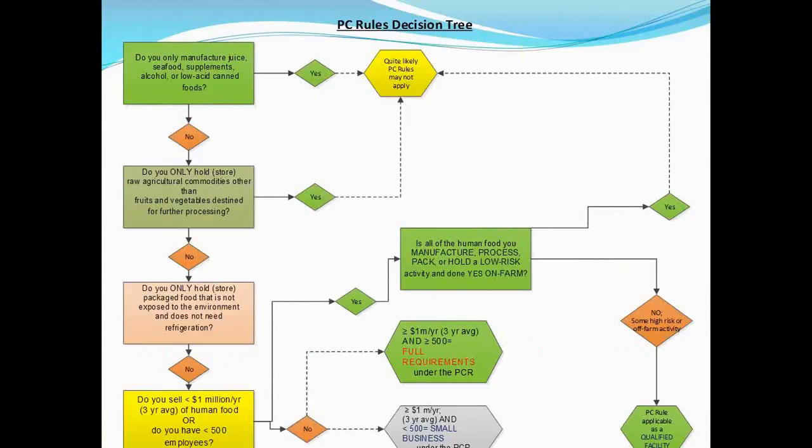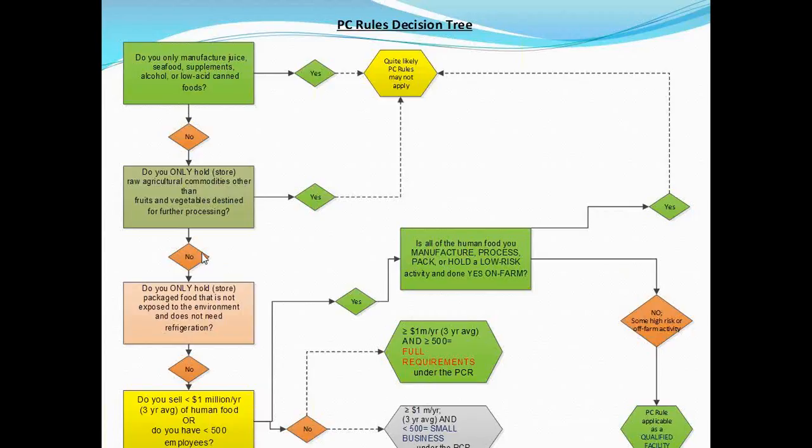The first question is, do you only manufacture juice, seafood, or dietary supplements, alcohol, or low-acid canned food? If your response is positive, then the PC rules for human food are not quite applied to you. On the other hand, if your response is no, then you ask the second question. Do you only hold, that means storing products, raw agricultural commodities other than fruits and vegetables that are destined for further processing? Again, if your response is positive, the preventive control rules are not quite applicable to you.